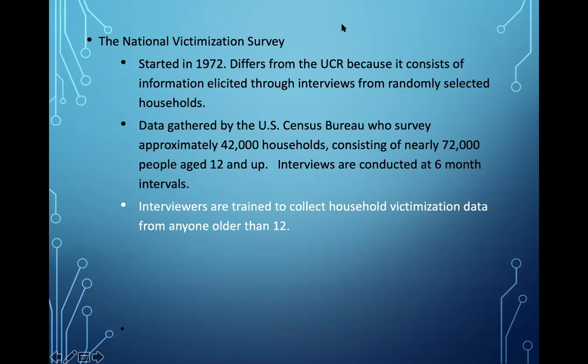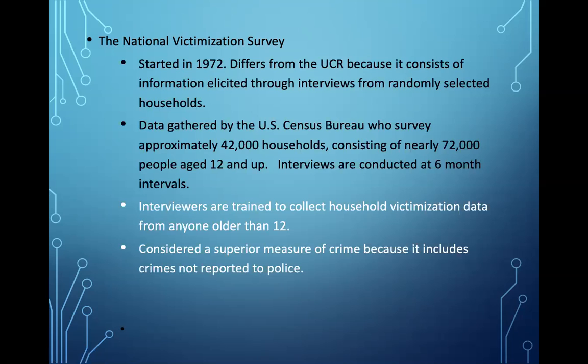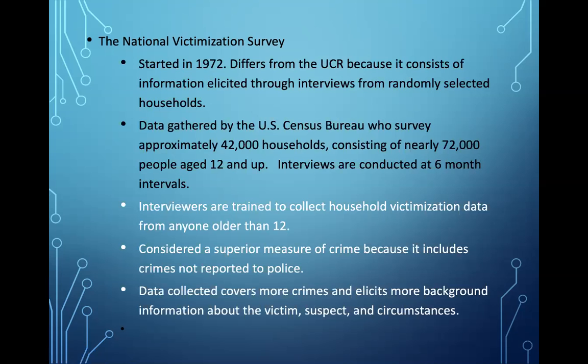The interviewers are trained to talk to anybody that's 12 years of age or older, and it's considered really a superior method of measuring crime because it does include crimes that are not reported to the police. And the data that is collected covers more crimes and elicits more background information. Because if you remember, the UCR, the Uniform Crime Report, only talks about Part 1 and Part 2 crimes. So it's only collecting certain data that's entered into the computer, whereas the National Victimization Survey covers pretty much everything. If you tell the person that's interviewing you about a crime, it's going to capture it.